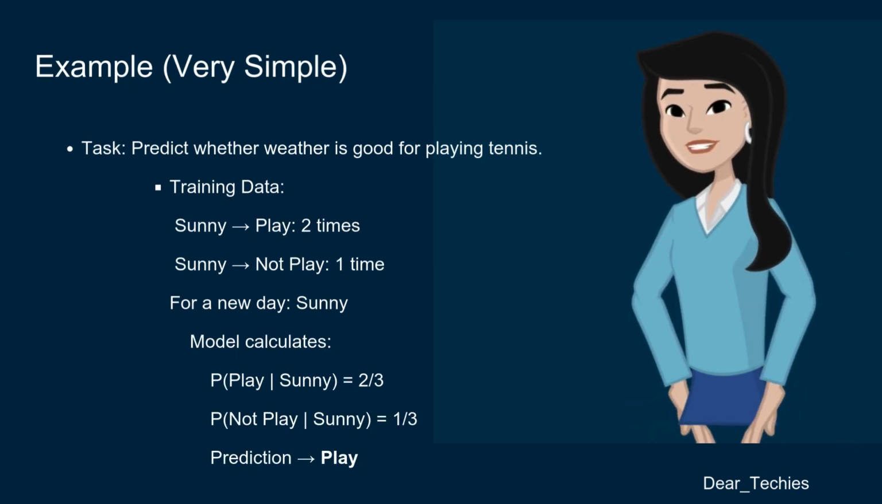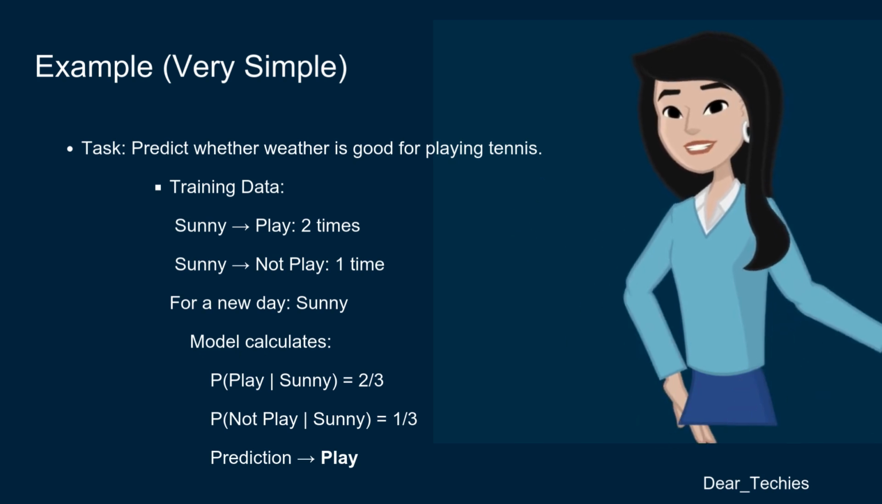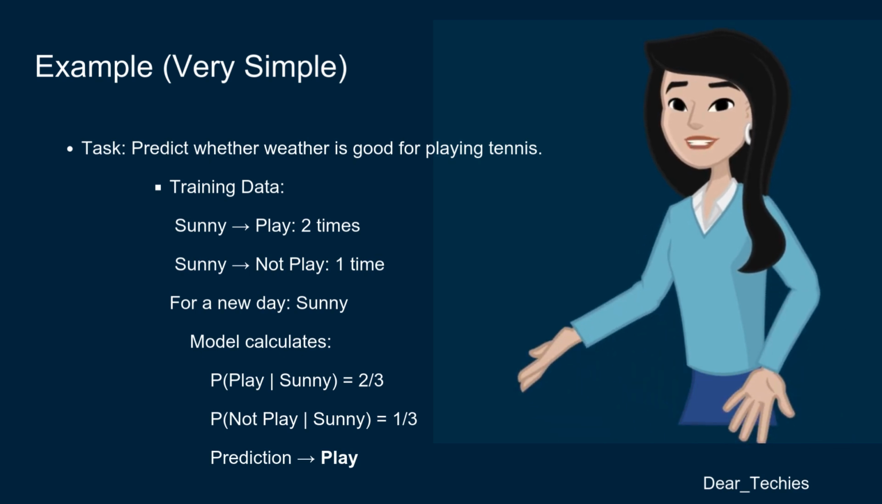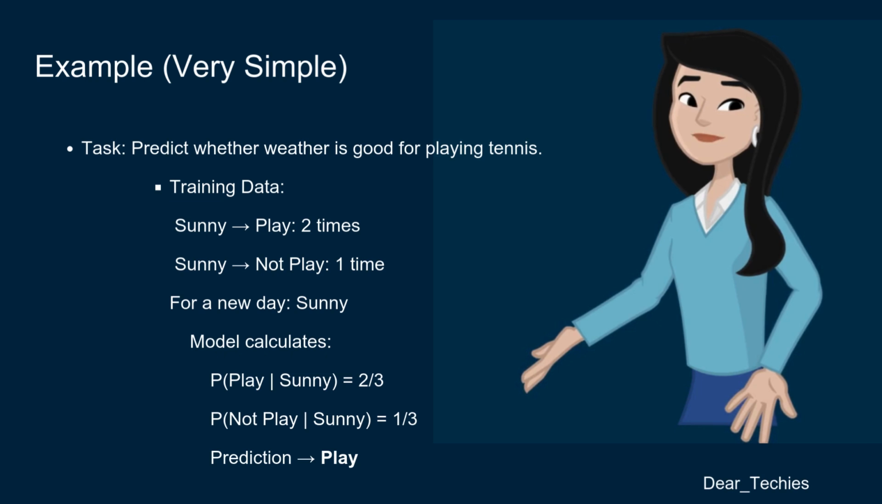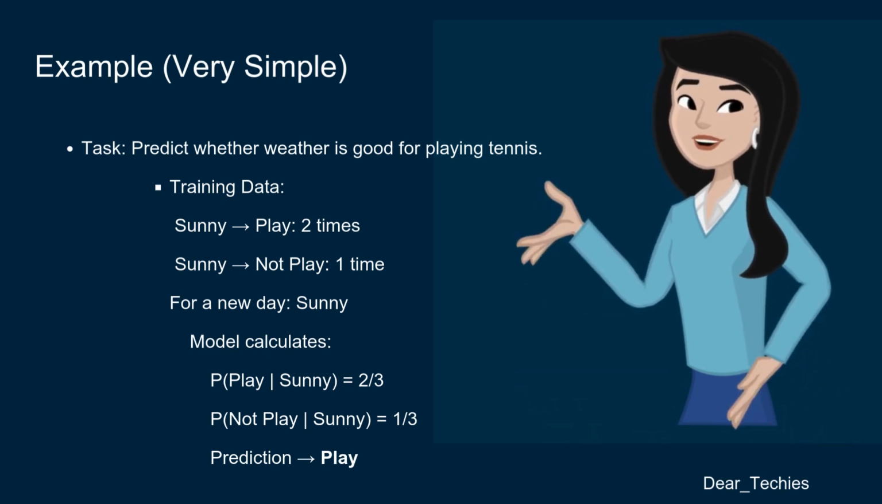Let's take a simple example. If historically you played tennis on sunny days 2 times and skipped 1 time, the algorithm learns these probabilities. Next time it sees a sunny day, it calculates both probabilities and chooses the higher one. So it predicts you will play.